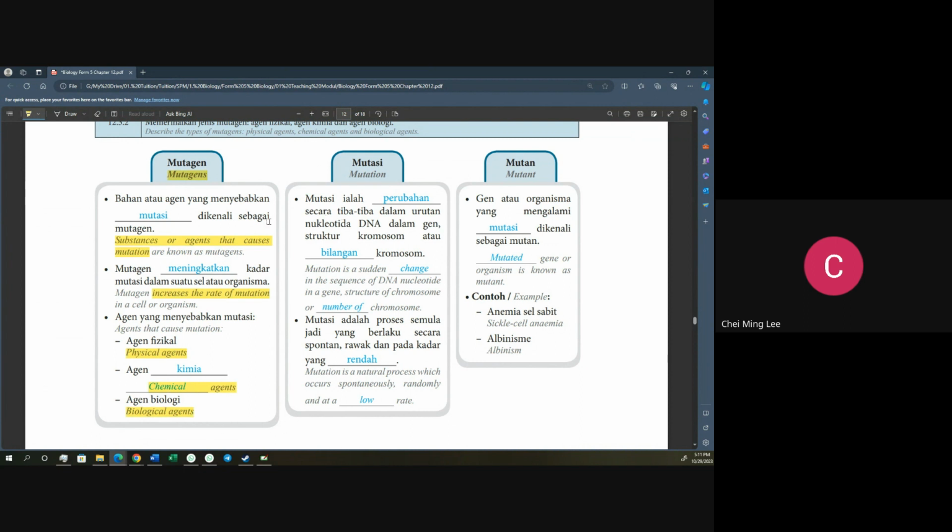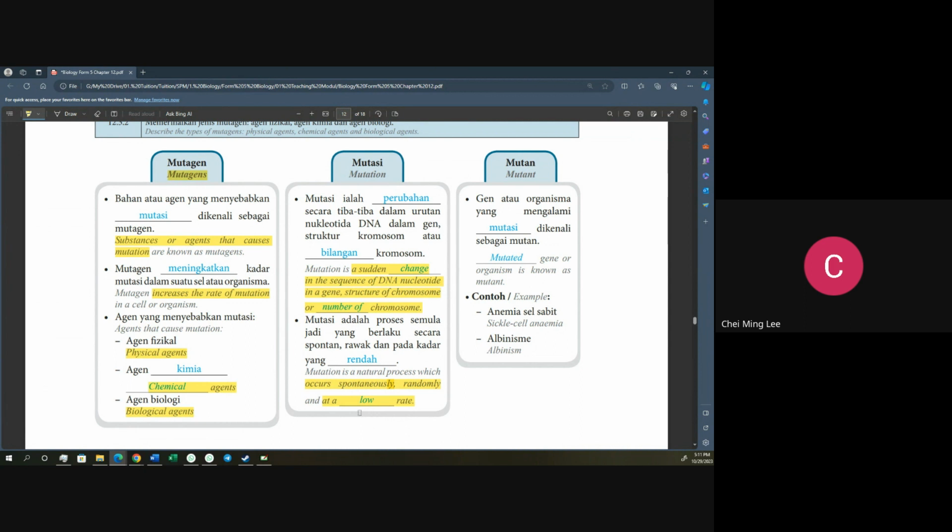For example, chemical agents are chemical substances. There are so many of them. While mutation is a sudden change in the sequence of DNA nucleotides in the gene, in the structure of the chromosome, or even the number of chromosomes. It's a natural process that occurs spontaneously, randomly, and at a low rate. A low rate means that not everybody experiences mutation of the genetic material.